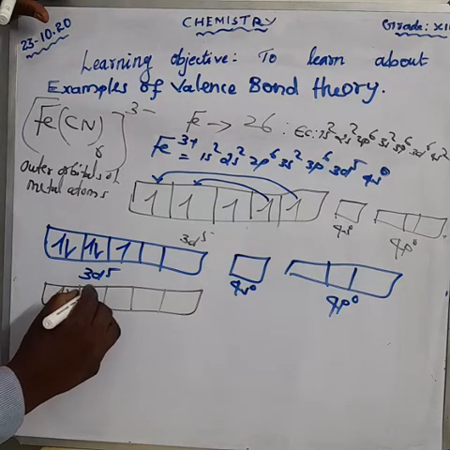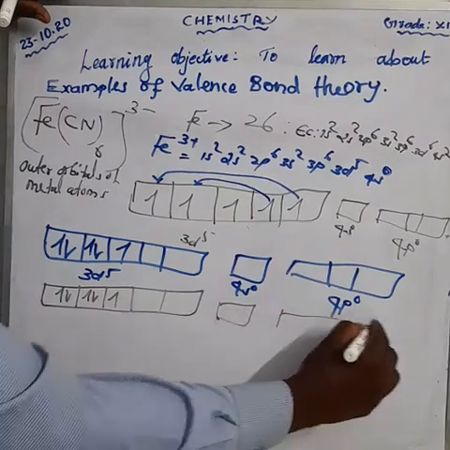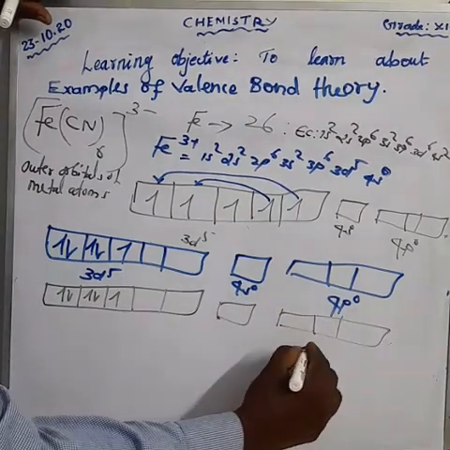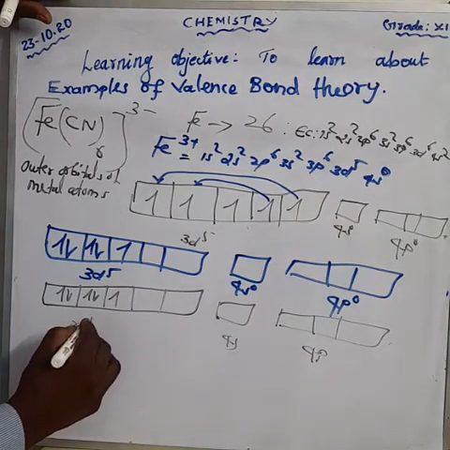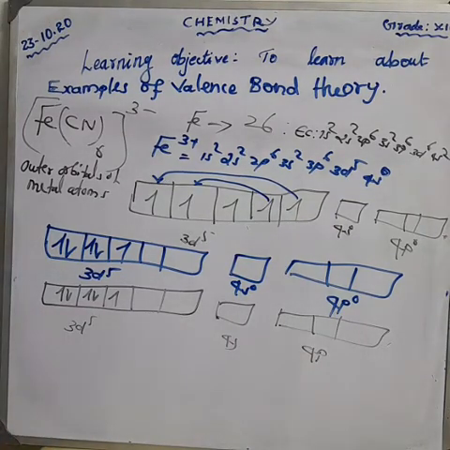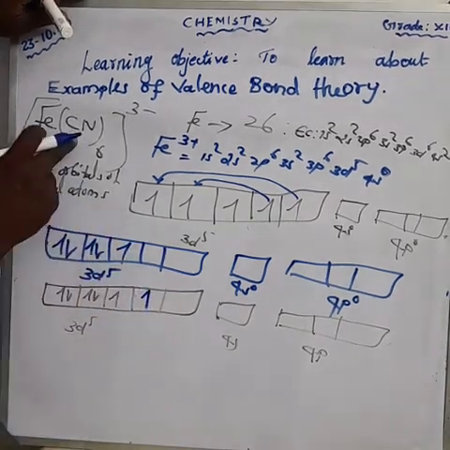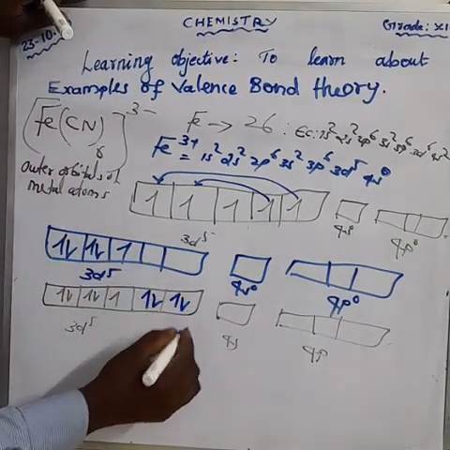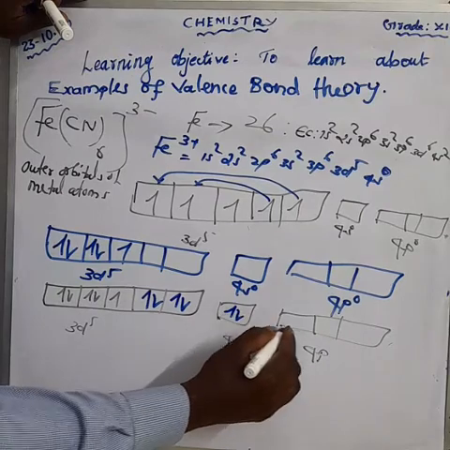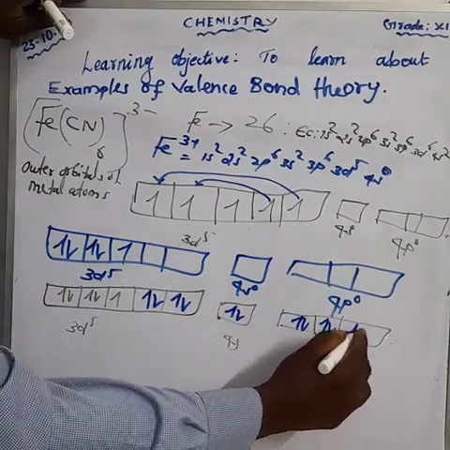1, 2, 3, 4, 5. 4s, 4p, 4s, 3d5. Okay, here 3d5. Now, what is the configuration? That is 1 cyano, 6 cyano. 1 cyano over, 2 cyano over, 3 cyano over, 4 cyano over, 5 cyano over, and 6 cyano is also over.